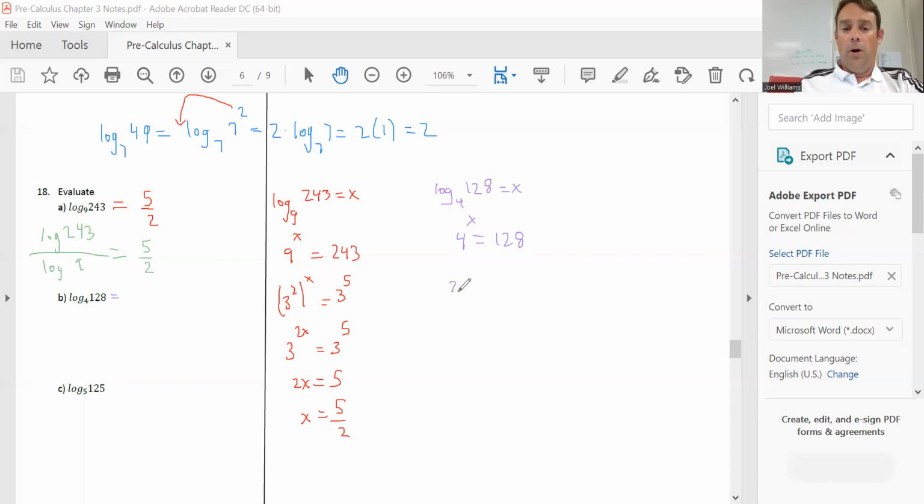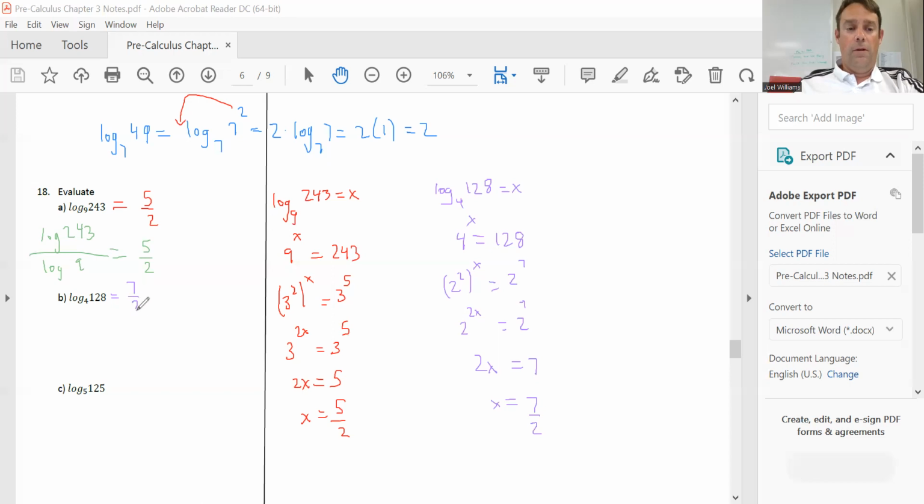And these are all powers of 2. So 4 is 2 squared, so I can write it with a base of 2. 128 would be 2 to the 7th. So that means 2 to the 2x equals 2 to the 7th. They have the same base, so I can get rid of the bases and set the exponents equal to each other. So x is 7/2. So I would have solved it that way.